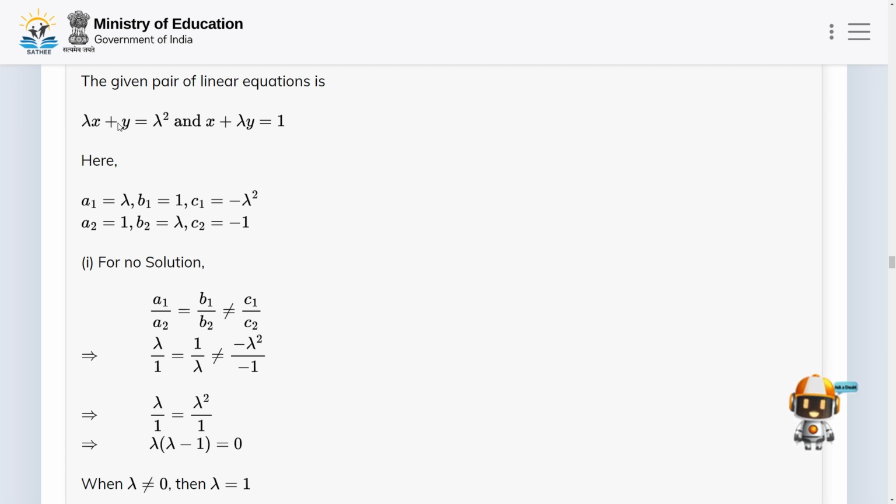Okay, so here a1 is equal to lambda, b1 is equal to 1 and c1 is equal to minus lambda square, and a2 is equal to 1, b2 is equal to lambda and c2 is equal to minus 1. So now for no solution, a1 by a2 is equal to b1 by b2 but does not equal c1 by c2.